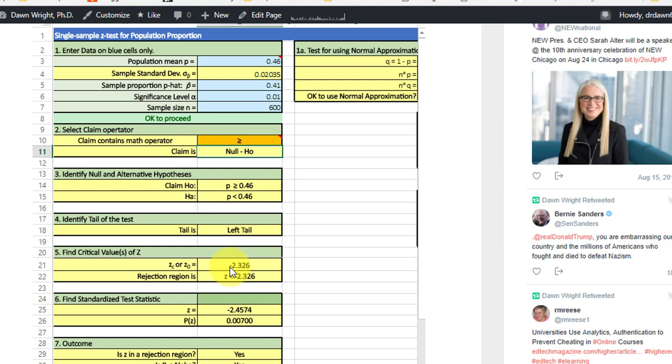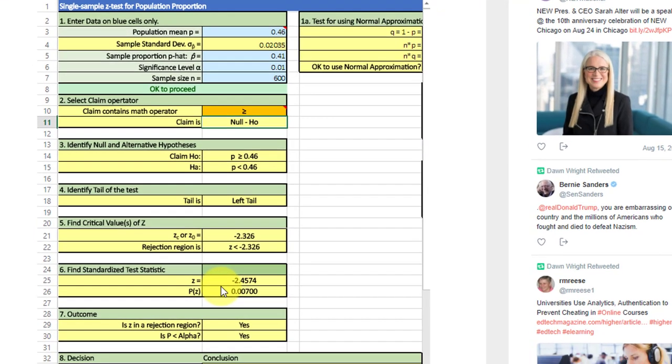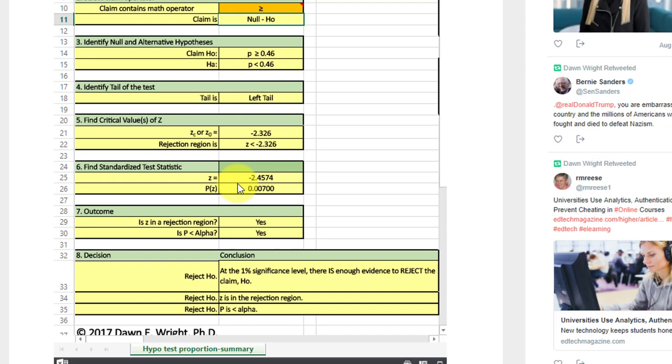Z just depends upon the tail of the test and the alpha. And so we know that it's minus 2.33 if we round it to two decimal places. Rejection region would be any test statistic that is less than, to the left of, minus 2.326. The test statistic, which is found using our standard formula, is minus 2.4574, which is to the left of minus 2.326. And down here it tells you, is Z in a rejection region? Yes.